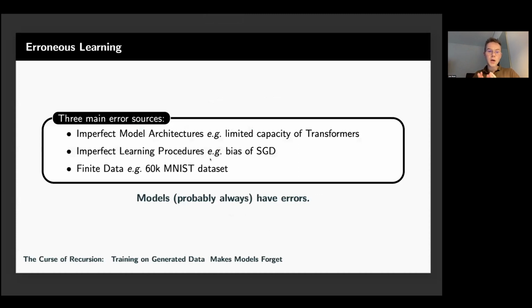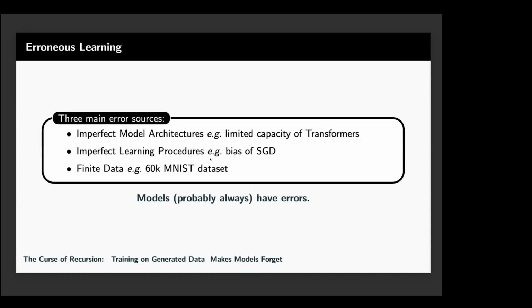And the reason why we will have errors is because over these steps, three main errors get accumulated. And those are effectively imperfect model architectures, because our models are getting more and more expressive, but this comes at a cost of getting more and more parameters.